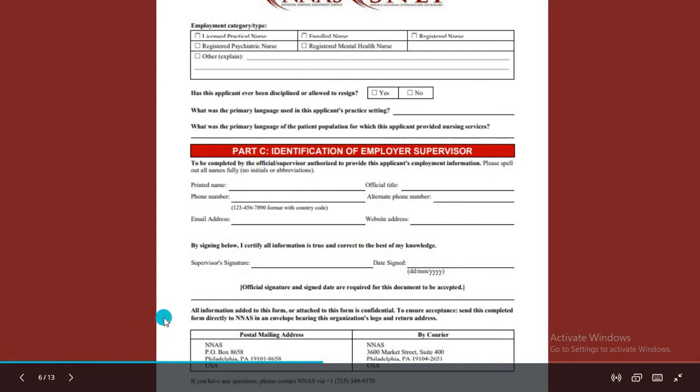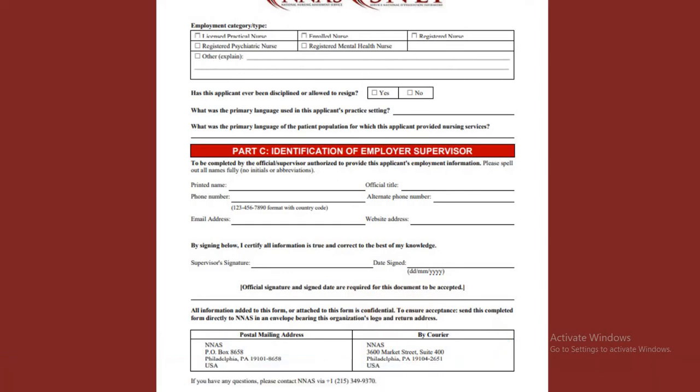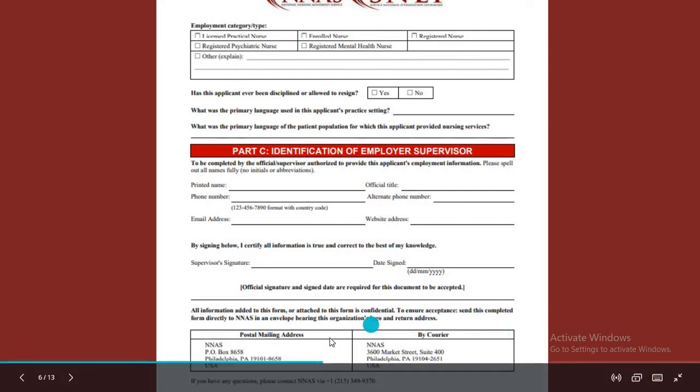Moving forward, this is all to be filled by your employer, and then you have to make sure, if you're getting the documents mailed, that this is the mailing address. And if you are requesting your employer to send the documents by courier, make sure that the courier address is different from the mailing address. All right.